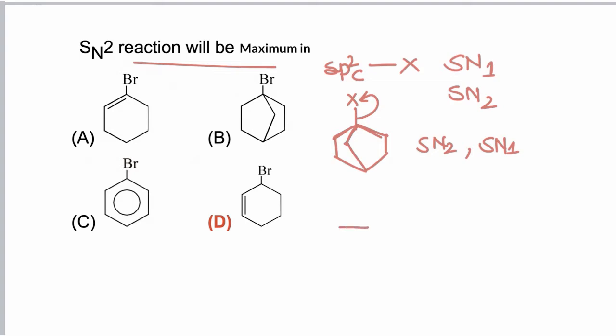In the case of an allyl halide, both SN1 and SN2 reactions take place with maximum speed. So the correct answer of the reaction is D. The rate of the SN2 reaction is higher because an electron withdrawing group increases the rate of the SN2 reaction.